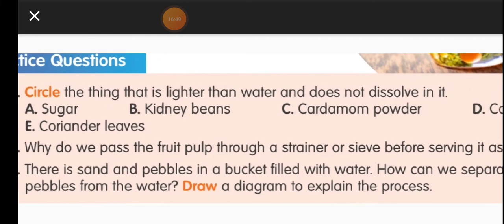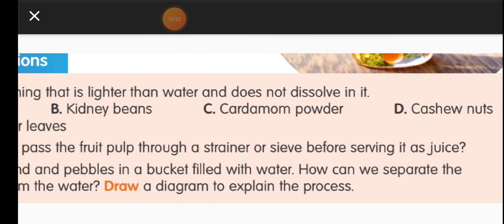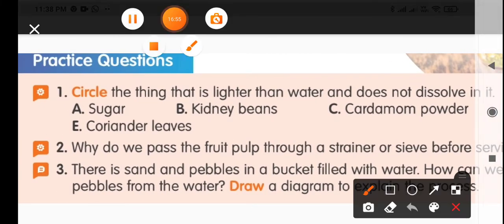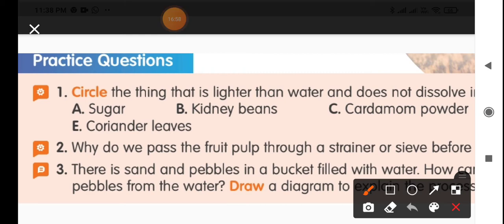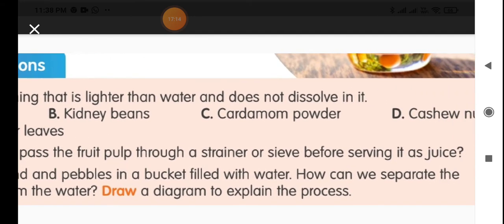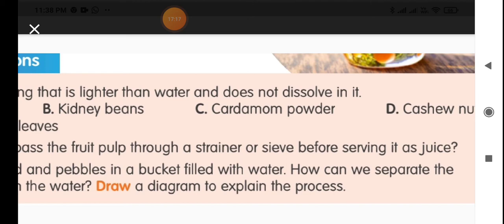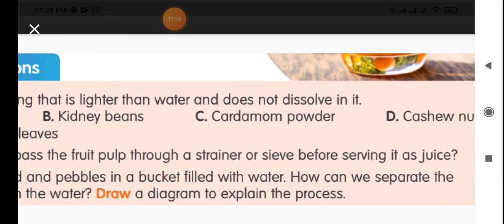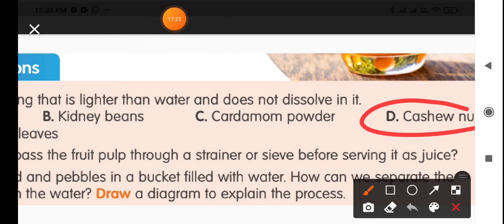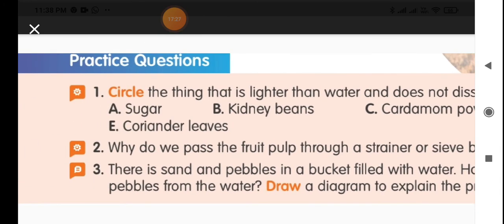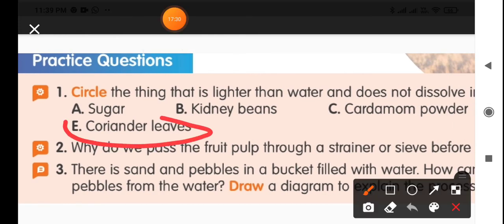Circle the thing that is lighter than the water and does not dissolve in it. So, sugar, can it dissolve in the water or not? Yes, it will dissolve. So, no need to circle. Kidney beans, rajma as we call it in day to day life, will not mix in the water, so you circle it. And cardamom powder definitely mixes in the water, so no need to circle. Cashew nuts also will not dissolve in the water. And now coriander leaves are also insoluble in water.